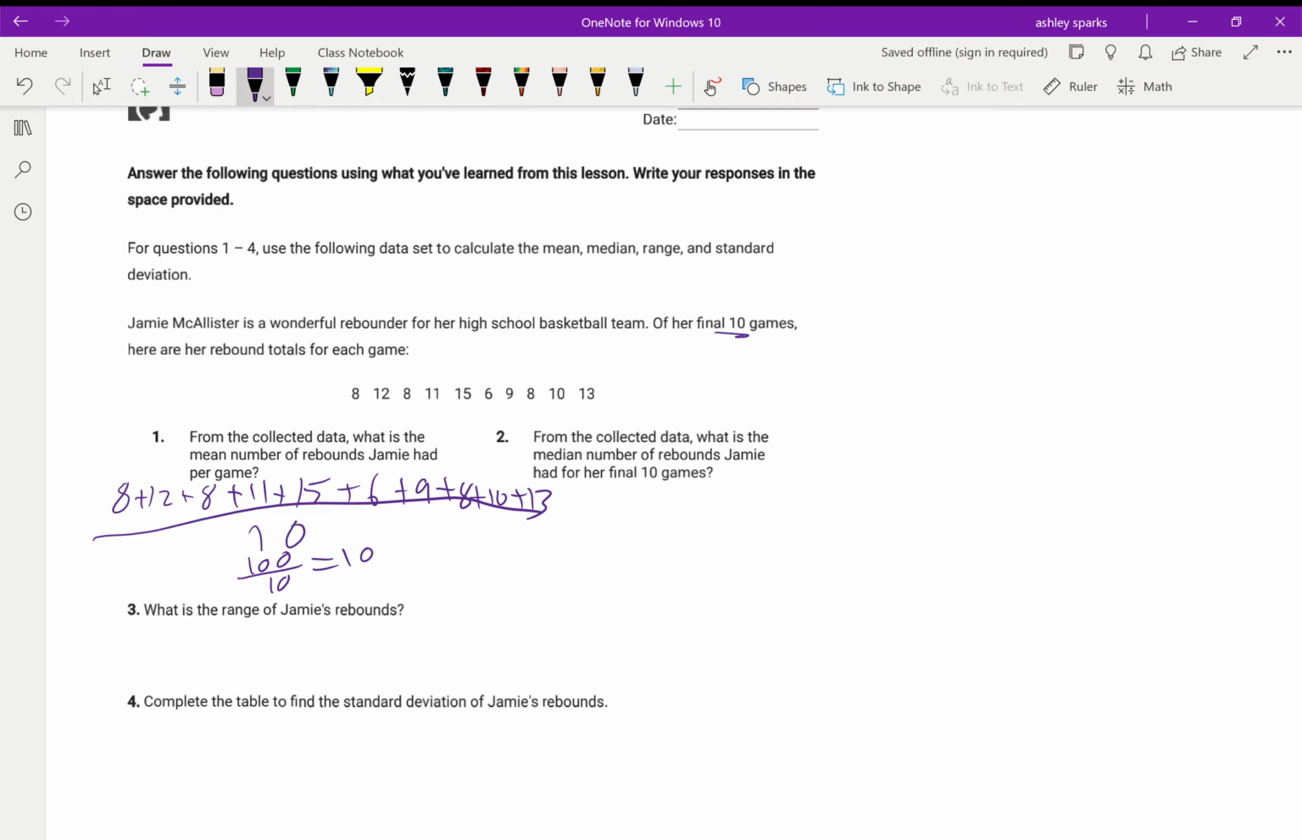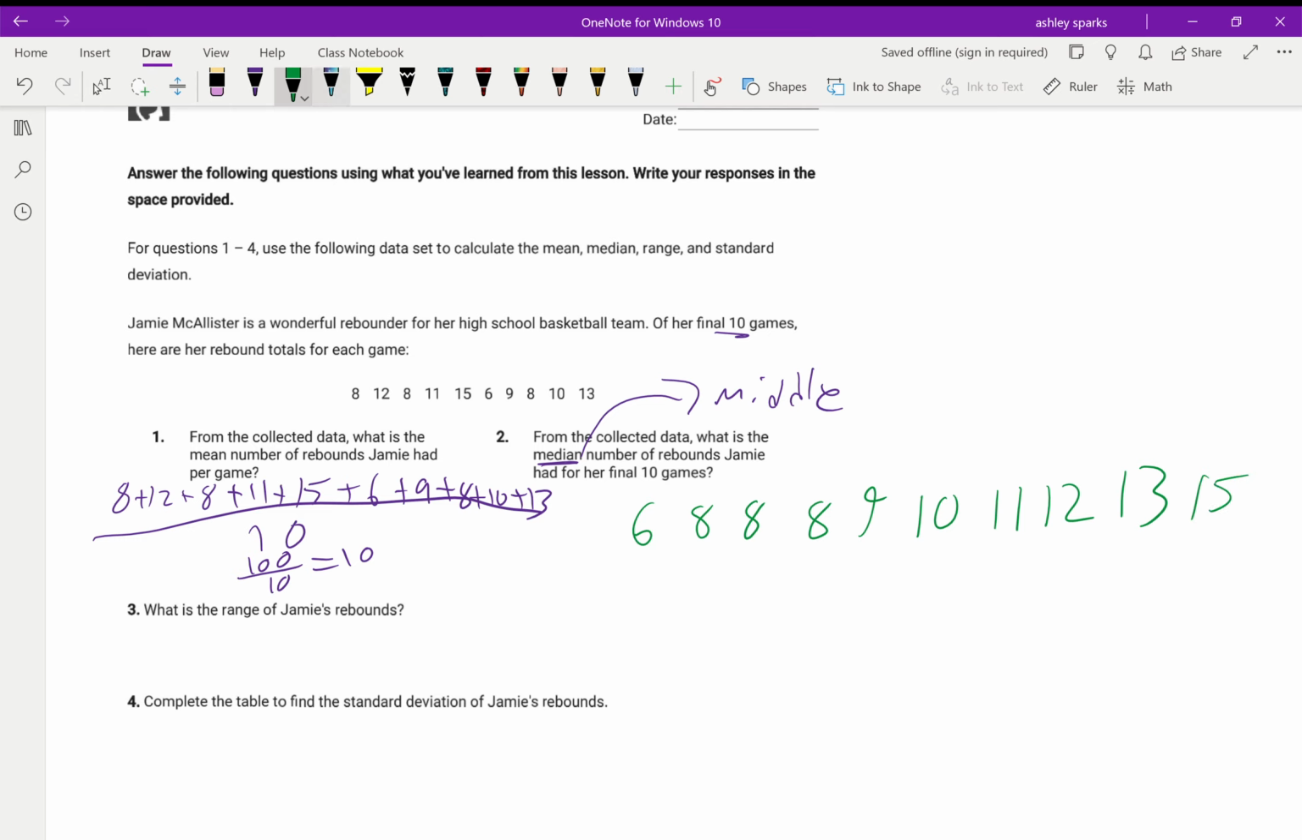For the next part, we want to find the median. The median is the middle. So what you want to do is line up all of your numbers from least to greatest. So I see a 6, one 8, two 8s, three 8s, a 9, a 10, an 11, a 12, and a 13. 1, 2, 3, 4, 5, 6, 7, 8, 9. Oh, and a 15. 10.